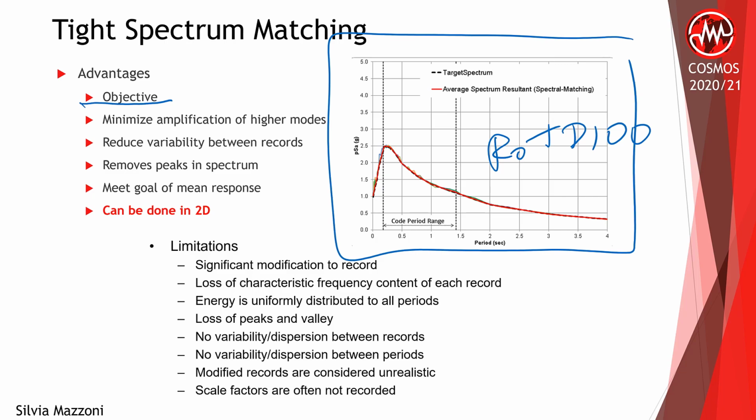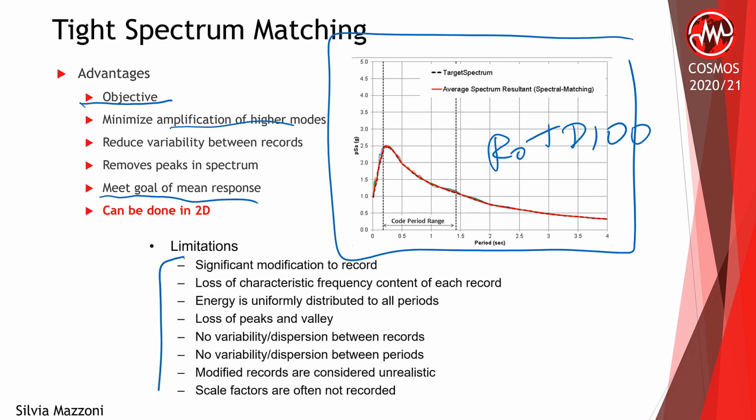It minimizes the amplification of the higher modes. I don't have these crazy peaks that I had in the previous case. It reduces the variability between records, and maybe that's a good thing. And it removes the peaks in the spectrum. And it meets the goal of mean response, and it can be done in 2D as well now.